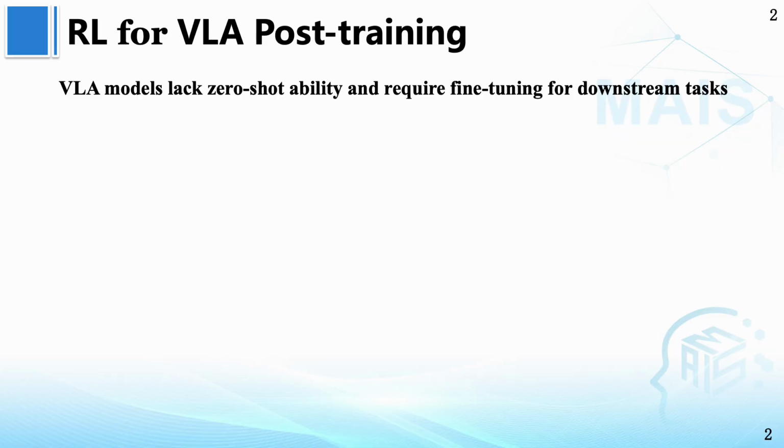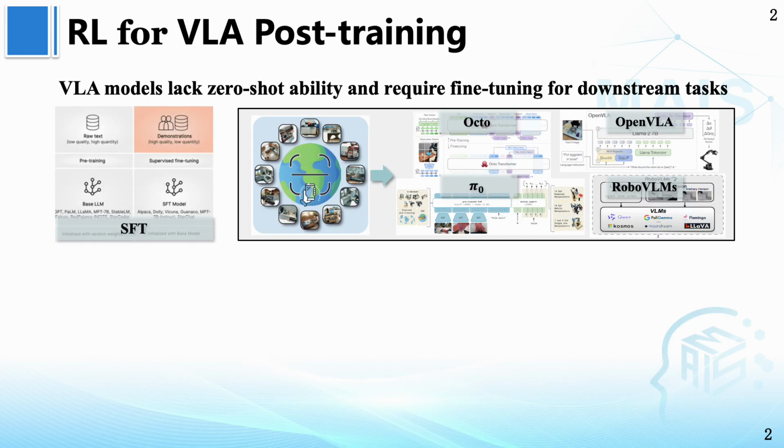Vision language action models struggle with zero-shot generalization. In real-world settings, they usually need task-specific fine-tuning to work on new environments or robots. The standard method is supervised fine-tuning, but it has some clear downsides.